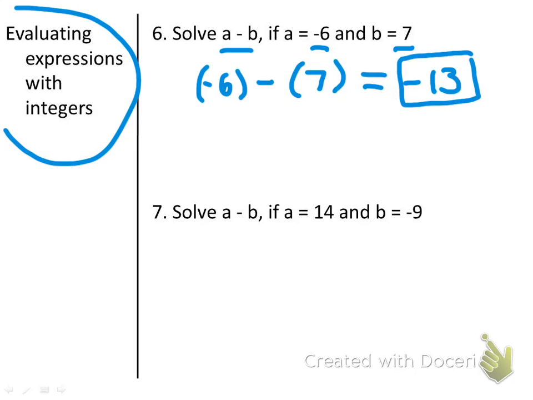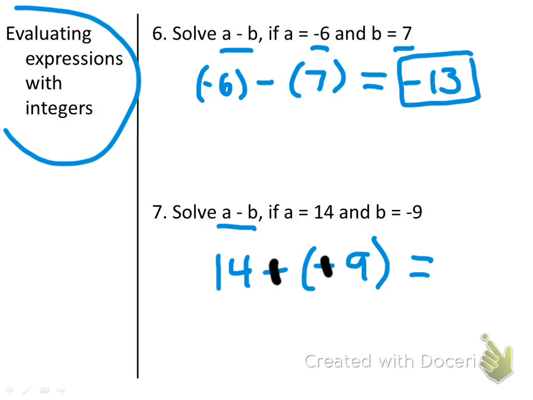Number 5, the same thing. If I solve a minus b, a is 14, and b is -9. Hey, looky here, I have a plus sign now because two negatives equal a plus sign. So 14 plus 9 equals 23.